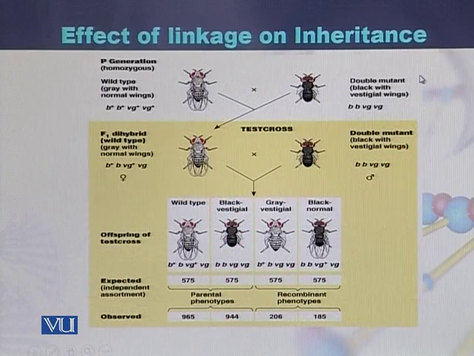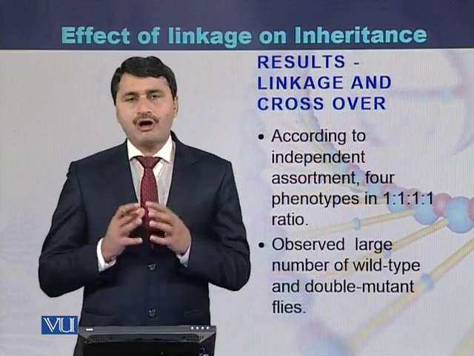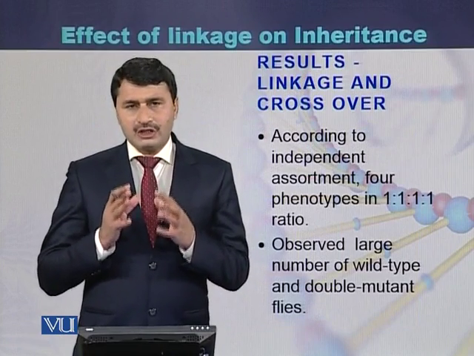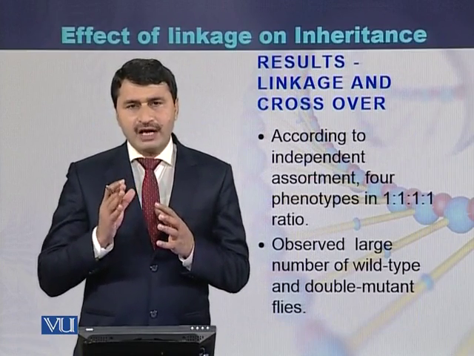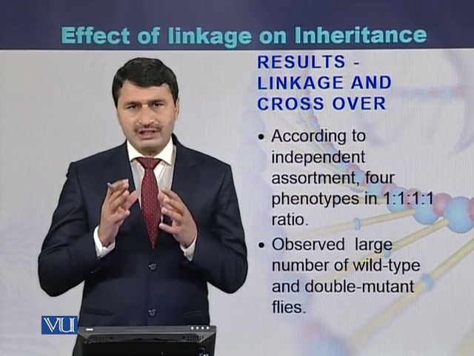Same is here in the test cross, between this fly and this fly. The expected numbers in the test cross should be 575 for all four types, while what Morgan observed was 965, 944, 206 and 184. According to the test cross, the ratio should be 1, 1, 1 and 1. Morgan observed a ratio that was different from the test cross.